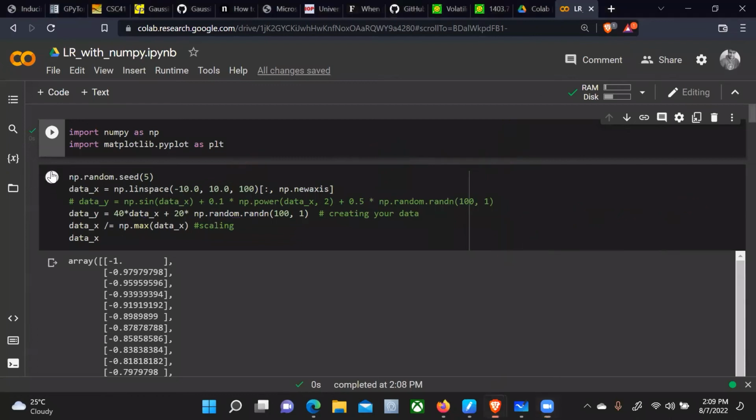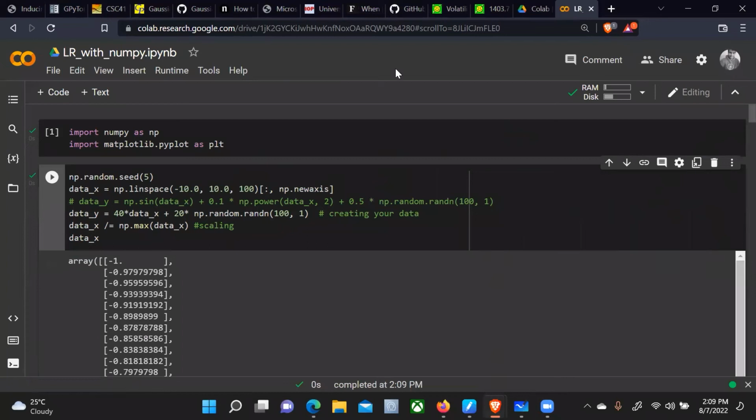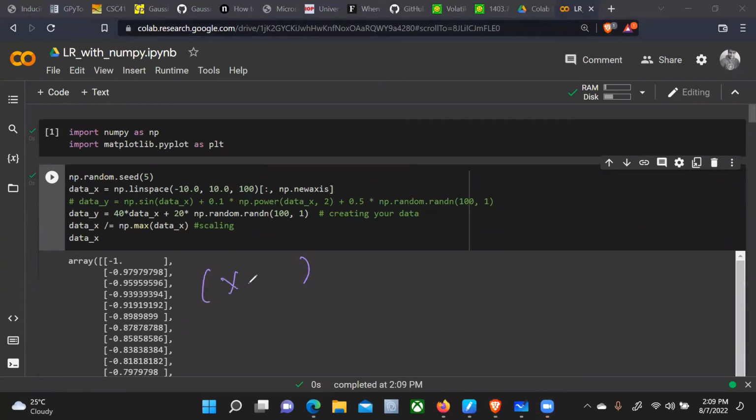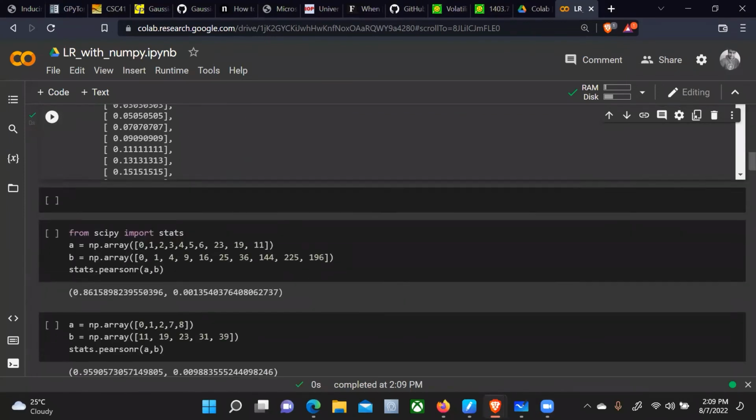Now I'm going to create this data here, and this is the data we will utilize to train our model at some point. The fitting of the curve, or the figuring out of the curve, is what we like to call fit, or training the model.